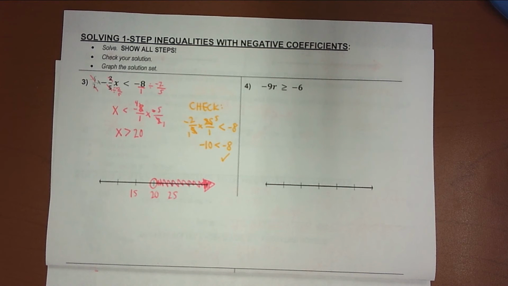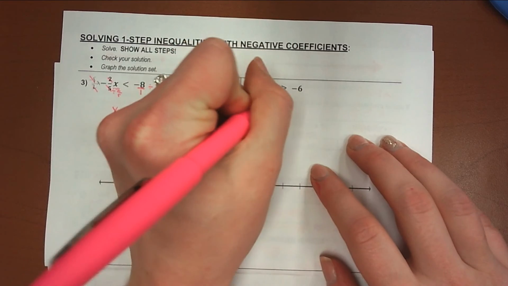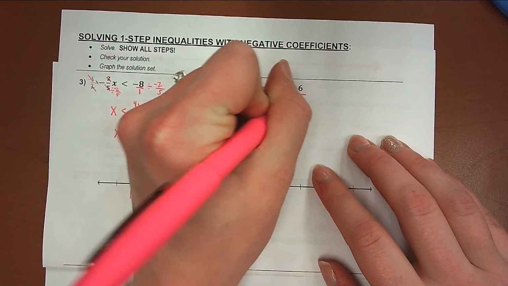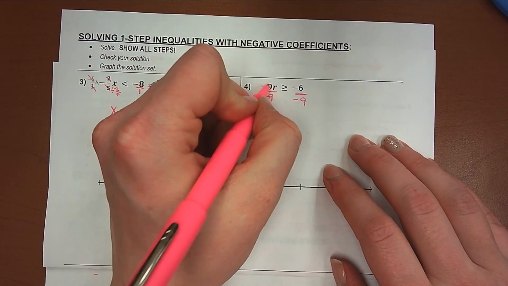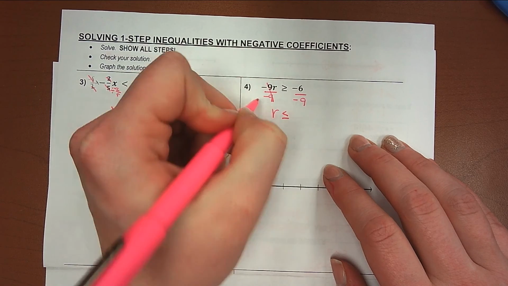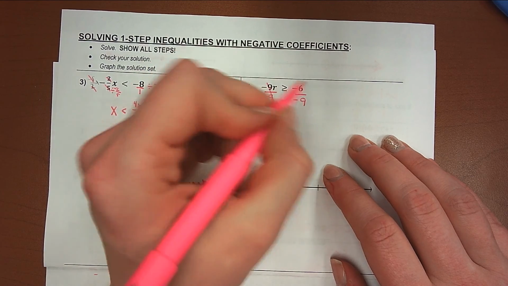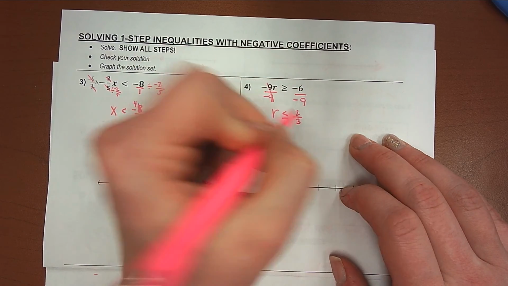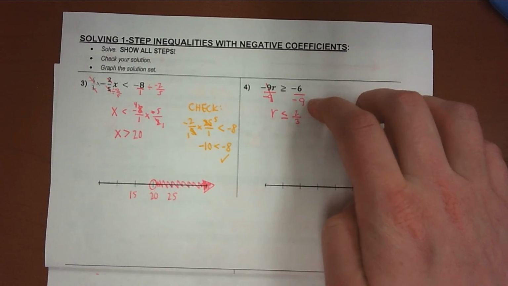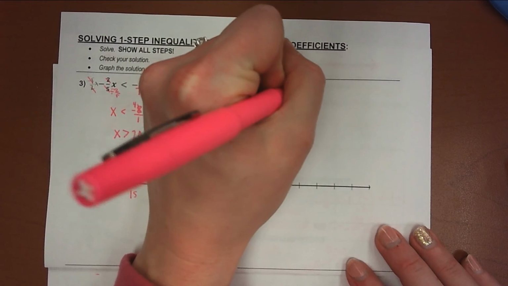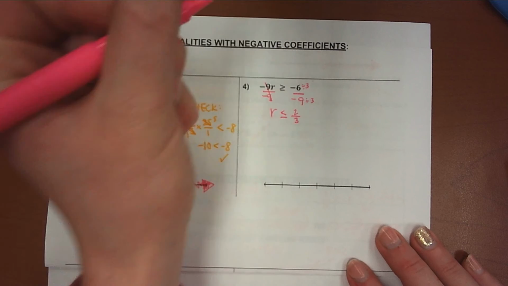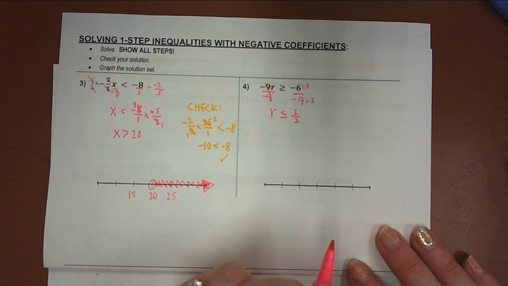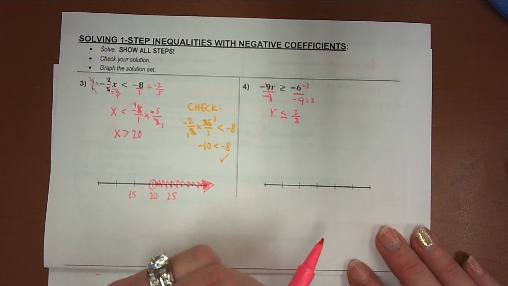And then example number 4, I have negative 9r is greater than or equal to negative 6. When I do this one, I'm going to divide both sides. The inverse of multiplying is dividing. I'm going to divide both sides by negative 9. And so r is, I'm going to flip my sign because I divided both sides by a negative. Less than or equal to negative 6 over negative 9 reduces to 2/3 because 3 goes into both of them, so we can write this as a fraction. And r is less than or equal to 2/3.